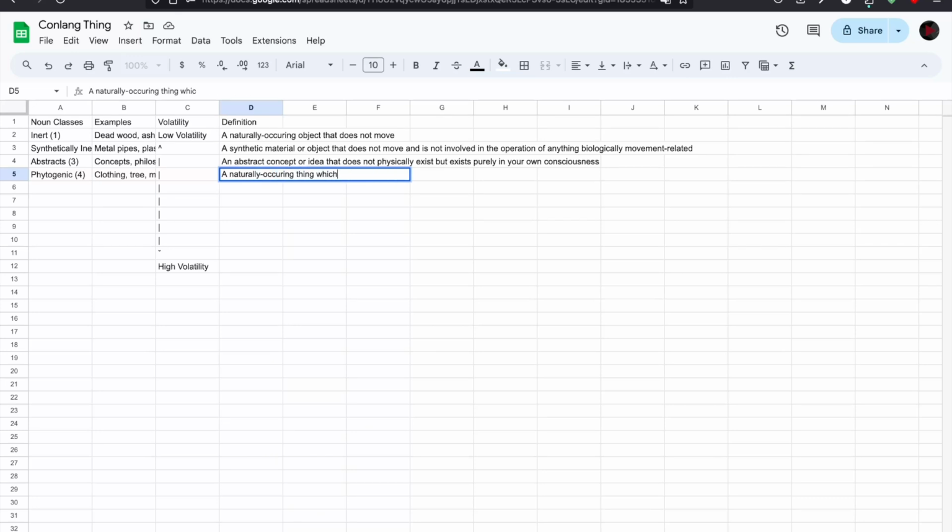A naturally occurring thing which moves or comes from something that has a class 6 volatility or higher. Yeah, you know what? Let's just say Animacy. This is basically just Animacy anyways. A naturally occurring thing which moves or comes from... Yes, the idea for this whole thing comes from Liardian. Something that is class 6 Animacy or higher.